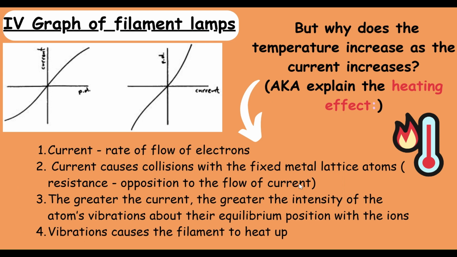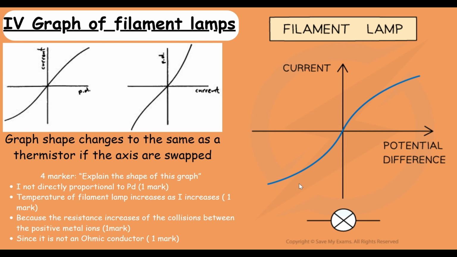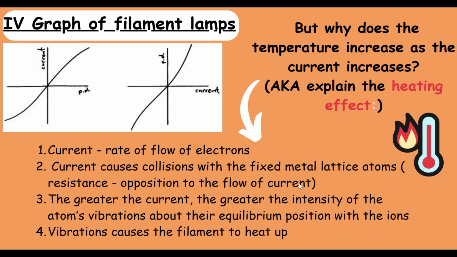But why does the temperature increase as the current increases? That's an interesting question, because in this question we talked about how the resistance increasing causes the temperature to increase. But why does the current cause the temperature to increase? So the current is defined as the rate of flow of electrons. Basically, how many electrons flow past a point per second.